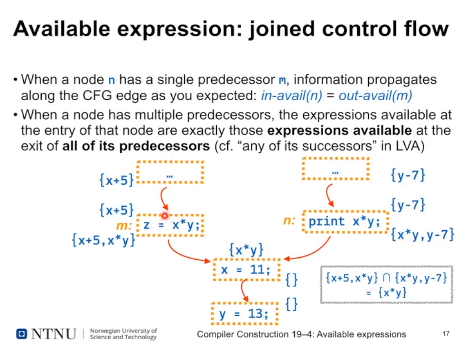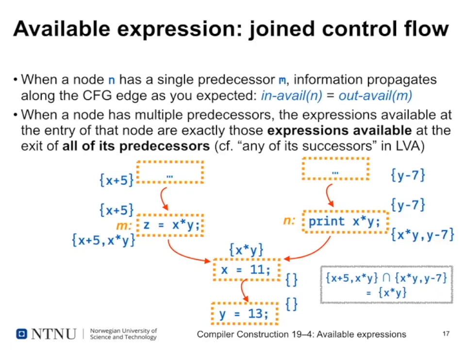So here we have a sequential control flow. Here we have the outset x plus 5, which is of course the inset of our instruction m here. So m calculates z equals x times y. So we have x plus 5 and x times y available, because we're not destroying x here. On the right-hand side, we have y minus 7 as the outset, which becomes the inset of our instruction n here. We're just printing it, so we're not killing anything here. So we have x times y and y minus 7 available.